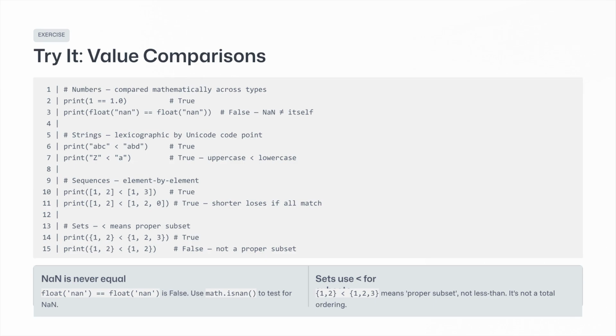Line 14, set 1, 2 less than set 1, 2, 3 is true. Proper subset. Line 15, set 1, 2 less than set 1, 2 is false. Not a proper subset. They're equal. Two key rules. NaN is never equal to itself. Use math.isnan. And for sets, less than means proper subset. It's not a total ordering.